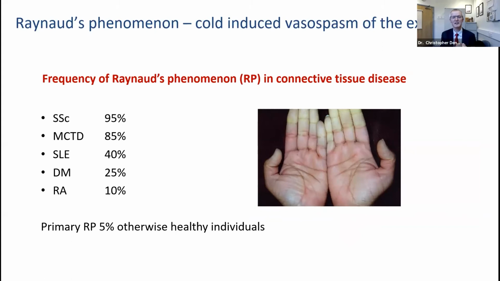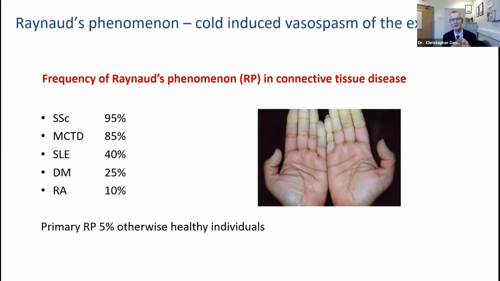But if we stick first of all to isolated Raynaud's phenomenon, you can see here the frequency that we see Raynaud's phenomenon in the different autoimmune rheumatic diseases. So 95% of patients with systemic sclerosis will have Raynaud's phenomenon, and that's why it's an important component of the classification criteria for systemic sclerosis, and you get 3 of the 9 required points towards a diagnosis just by having confirmed Raynaud's phenomenon.